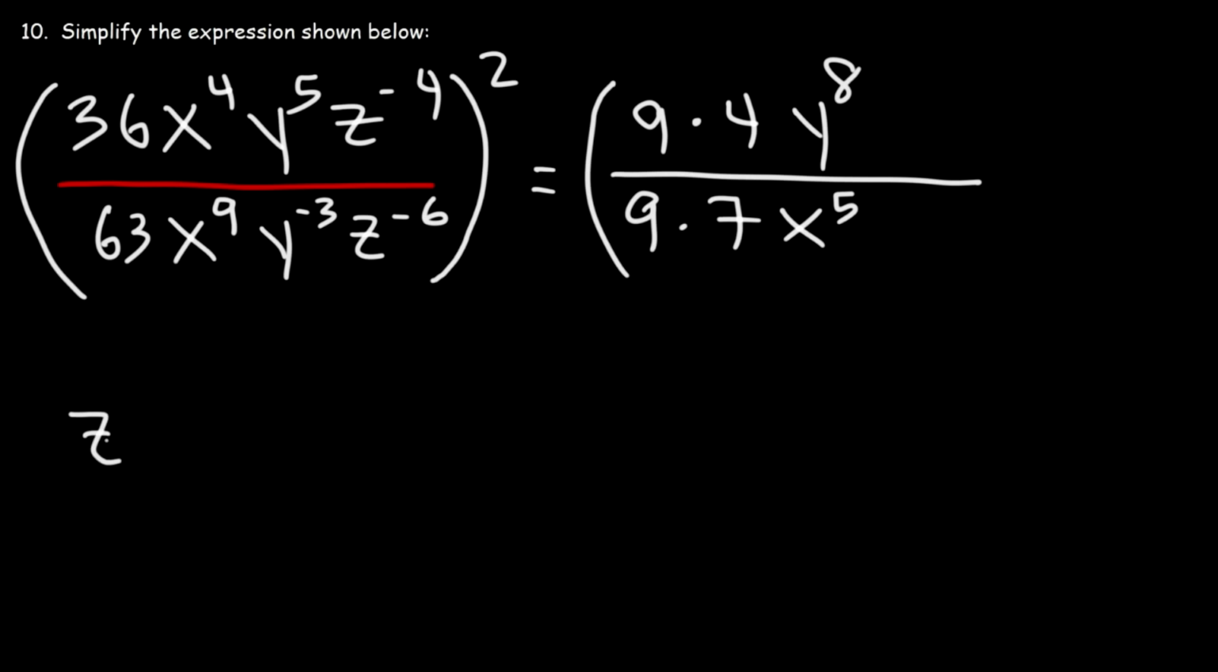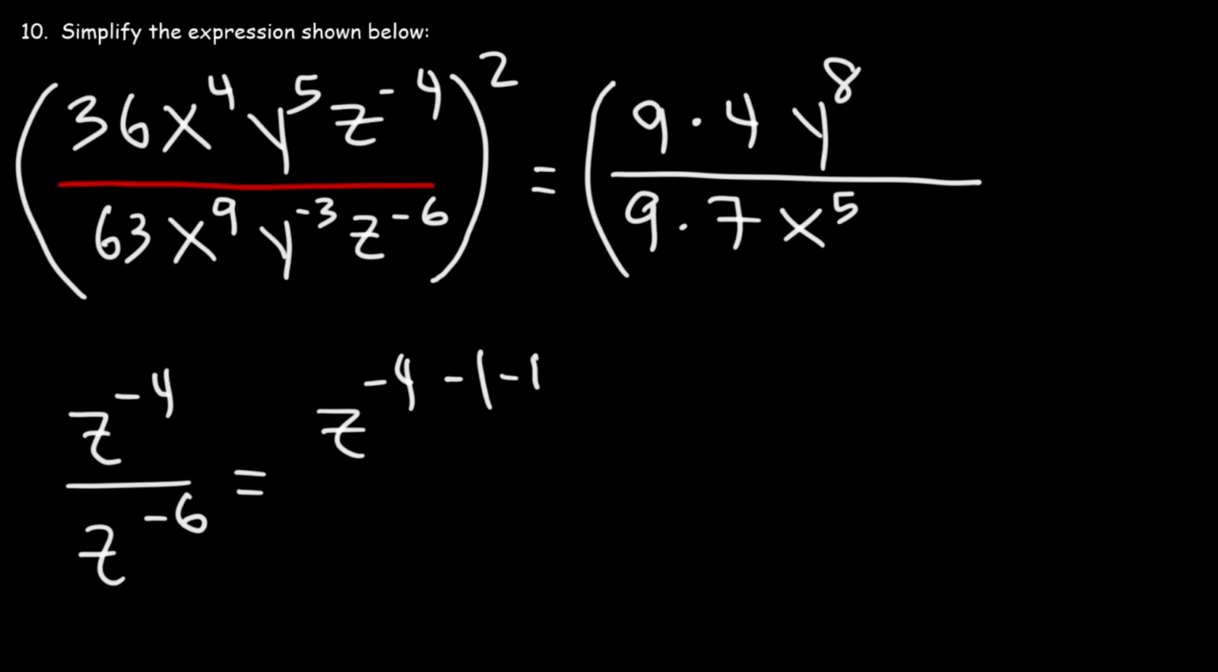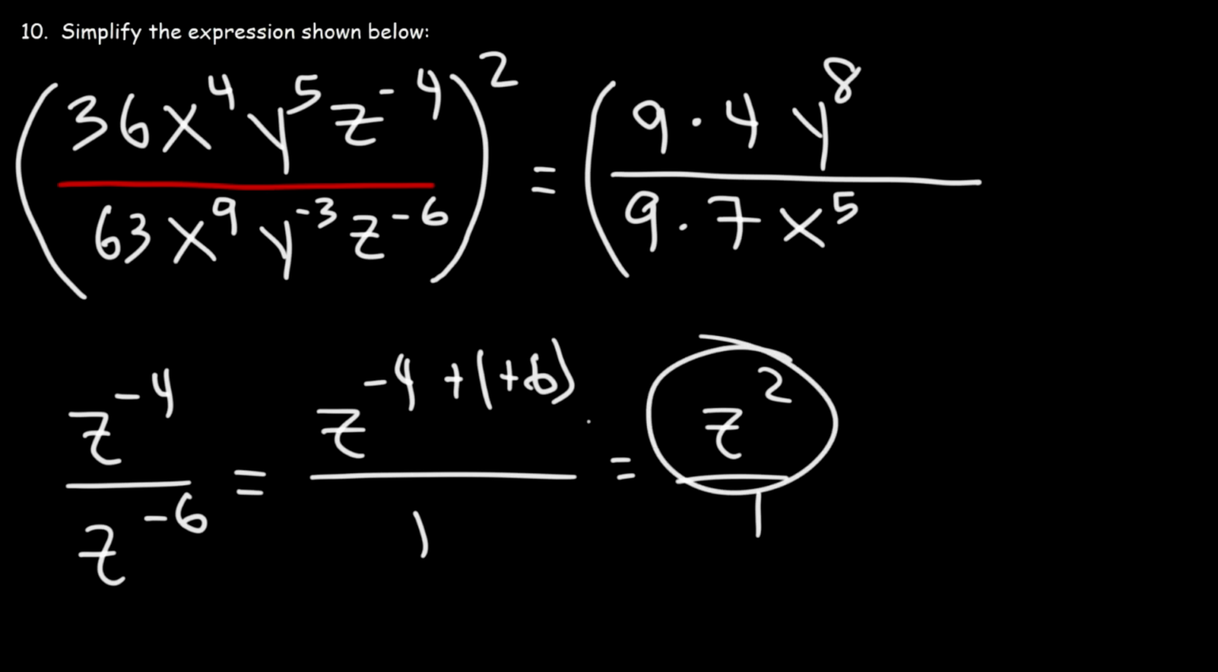Now let's do the same thing with z. So z to the negative 4 divided by z to the negative 6. So let's take the top number, negative 4, and subtract it by the bottom number, negative 6. So this is going to be negative 4 plus 6, which is positive 2. So because we have a positive exponent, it's going to remain on the top.